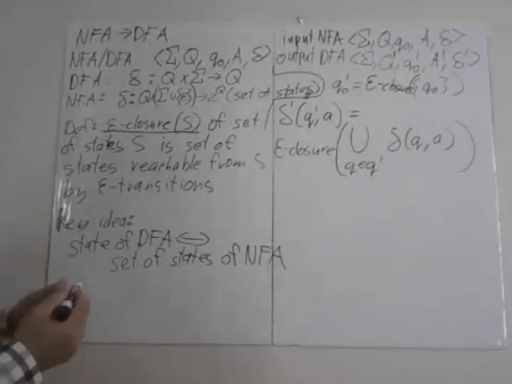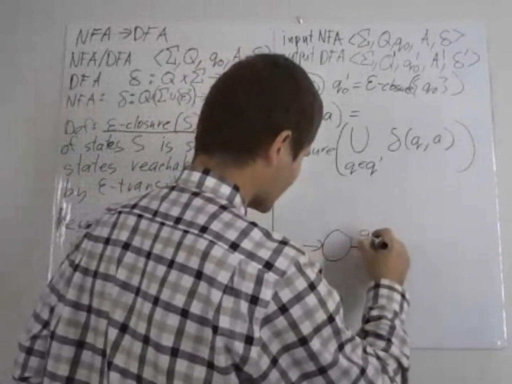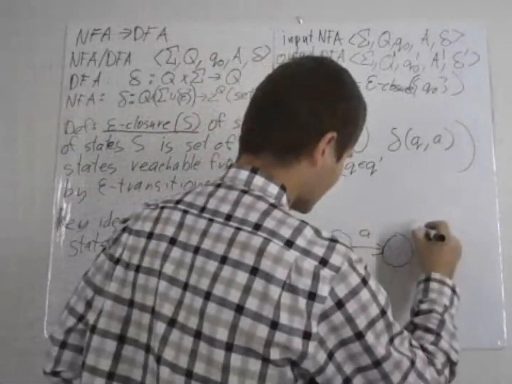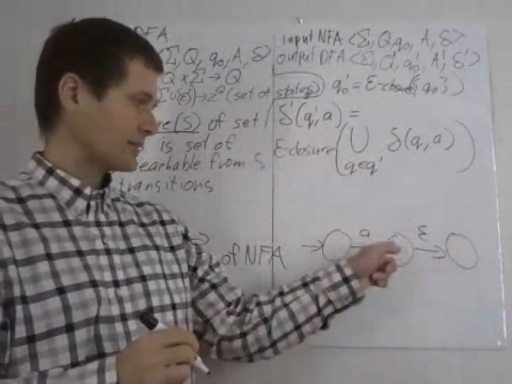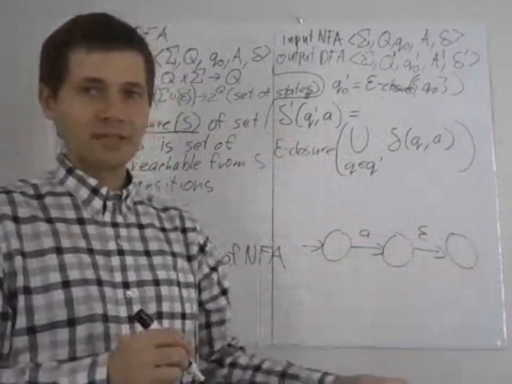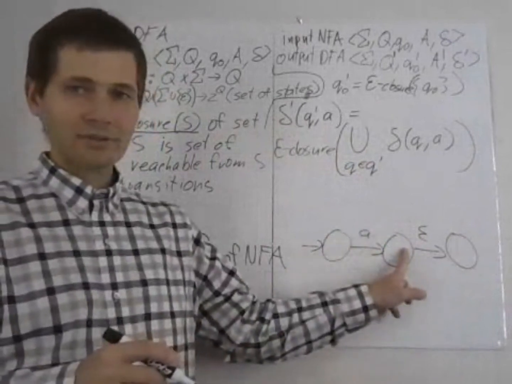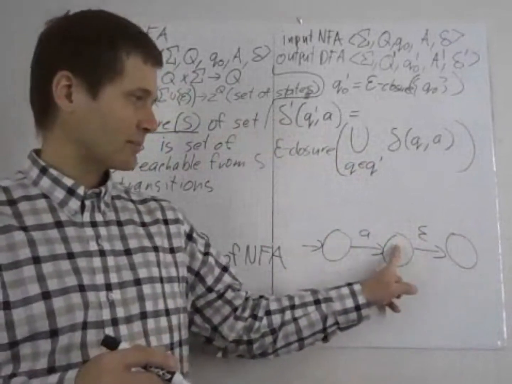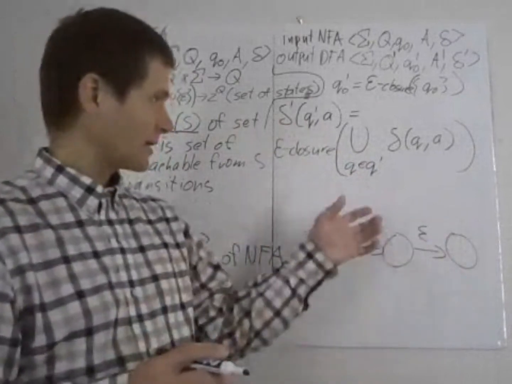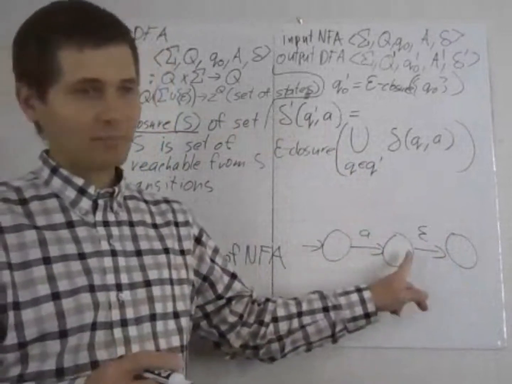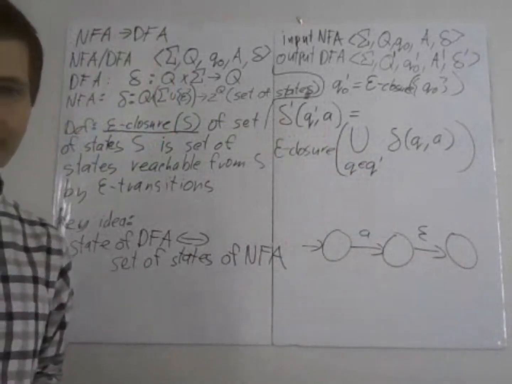But if the NFA has something like this, where there's a state, and then on A you go to this state, and then on epsilon you go to this state, then the transition function from this state on A only has this state in the set, and then from this state on epsilon would have this state in the set. So without the epsilon closure, you would only go here, but with the epsilon closure, you want to go here. Okay, so other questions?